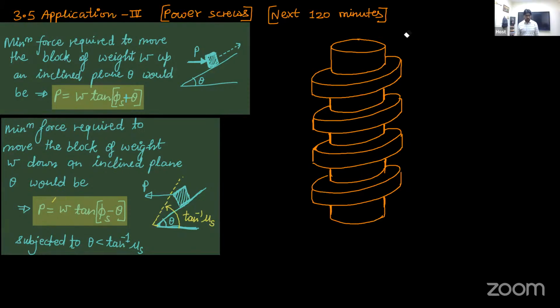Now, what you see in front of your eyes is the power screw. It's actually fitted in the internal threads of some kind of frame. There is an internal thread of some kind of frame, and this whole thing is fitted in that. You can imagine that there is a frame, and that frame has internal threads into which this screw is fitted.